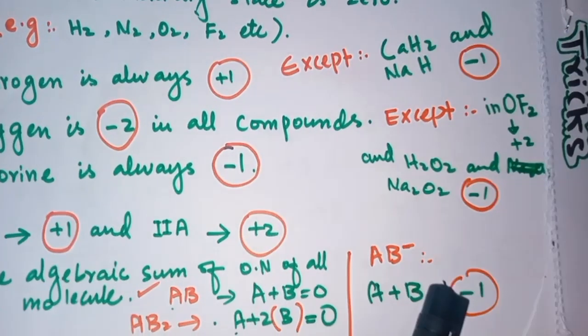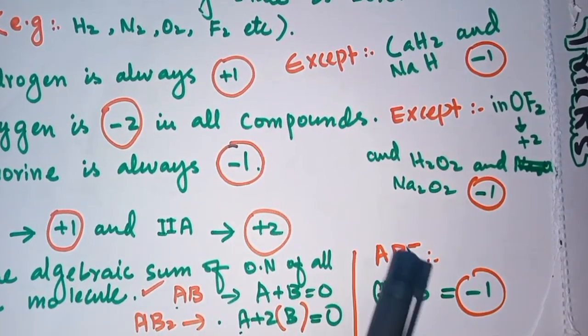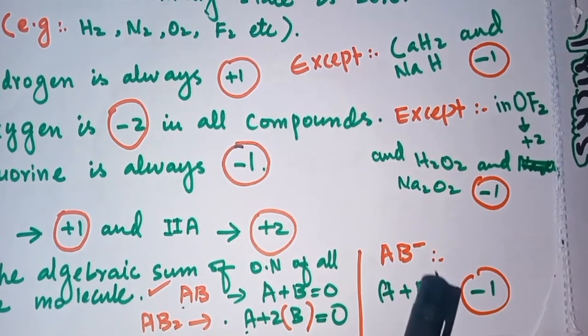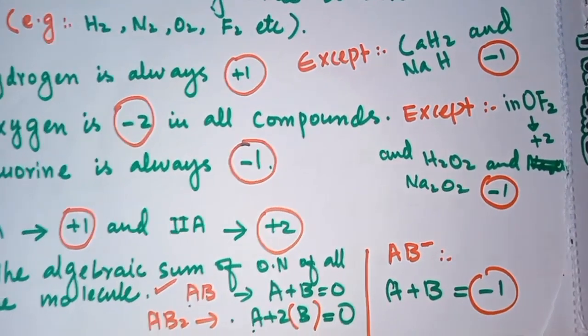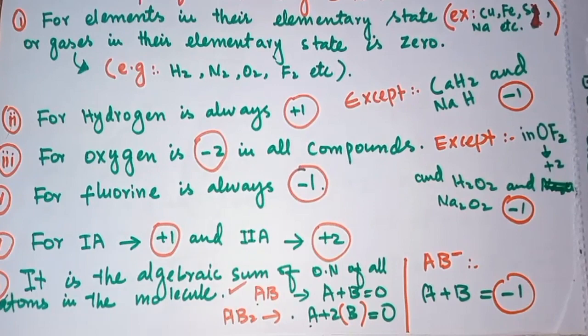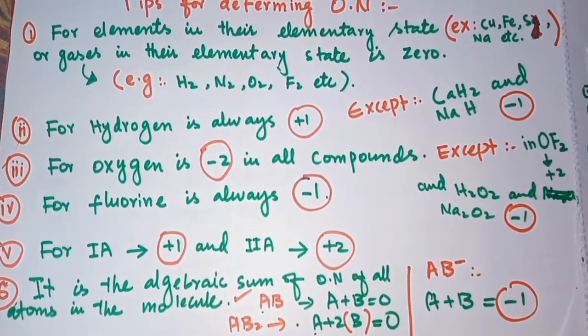Suppose we find the oxidation number of A in AB⁻. So A + B = -1. It has oxidation number -1. So I hope all of you get it very well. So let's talk about some examples.